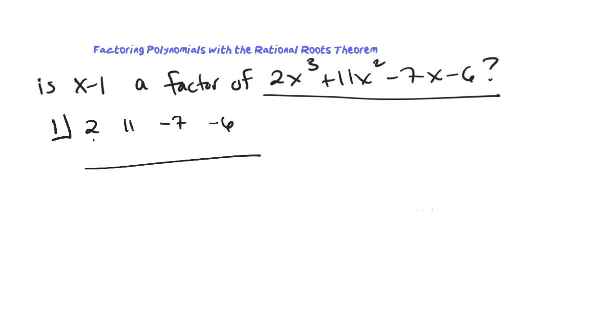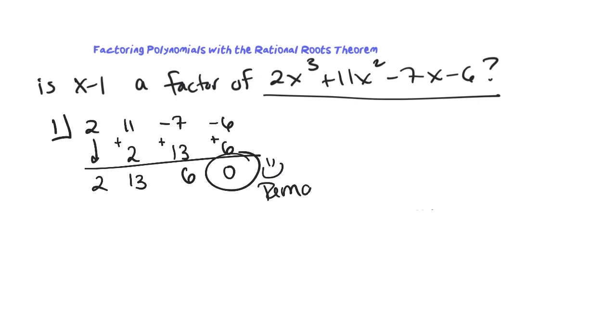I'm again going to start by bringing down the 2. 1 times 2 is 2. 11 plus 2 is 13. 1 times 13 is 13. -7 plus 13 is +6. Ooh, this is looking good. And 1 times 6 is 6. -6 plus 6 is 0. Great. This is our remainder.